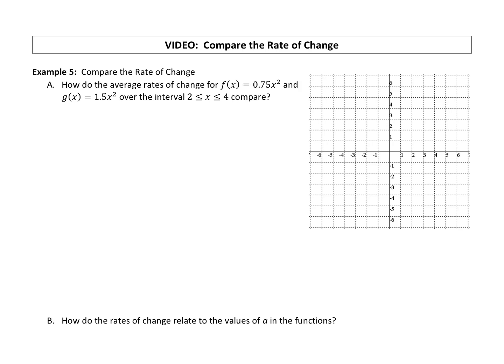All right, here's our last example. We're going to talk about comparing rates of change over different intervals. So, part A, how do the average rates of change for f of x equals 0.75x squared and g of x equals 1.5x squared over the interval from 2 to 4 compare?